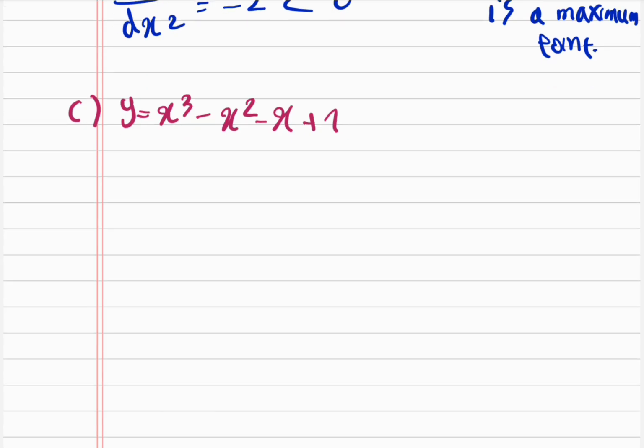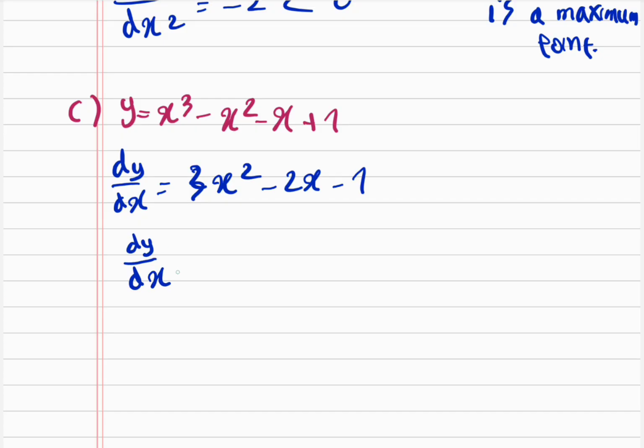Right, now let's do part C. So we have this cubic function. Let's find its derivative. So we get 3x squared minus 2x minus 1. And now we are going to set this equal to 0. So this time, it seems like we are going to have more than one stationary point. So dy by dx is equal to 0, which means 3x squared minus 2x minus 1 is equal to 0.